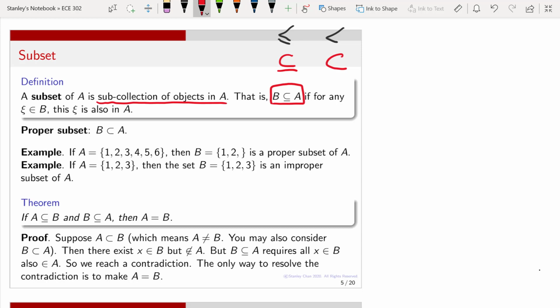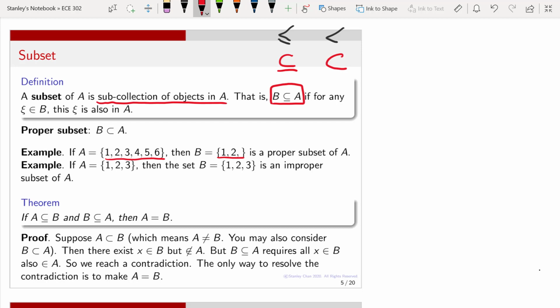So here is an example. Suppose that A contains 6 numbers, 1 through 6. B contains 2 numbers, 1 and 2. Then clearly B is a proper subset of A because all the elements in B are elements in A.